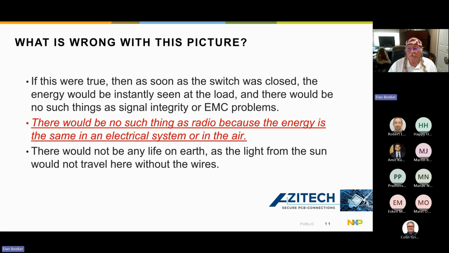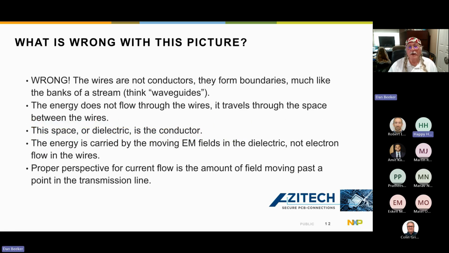And that's the mission that Azitech and their training and other good signal integrity people are trying to get the industry to refocus on: the dielectric and the energy that is traveling in that space. So the wires aren't the conductors. They form the boundaries, just like the banks of a stream, forming waveguides. The energy doesn't flow through the wires, it travels in the space between the wires. This space, or the dielectric in a PCB, is the actual conductor. The energy is carried by moving electromagnetic fields in the dielectric, not electrons flowing in the wires.